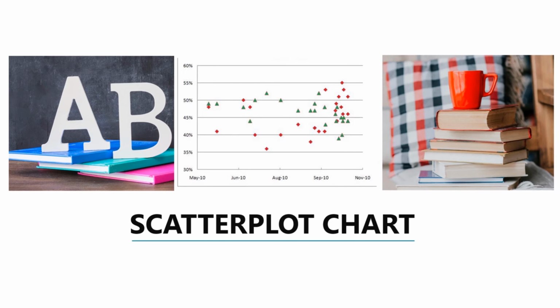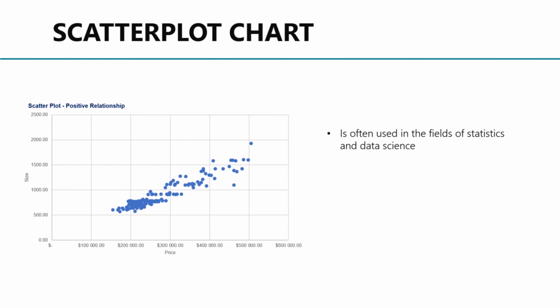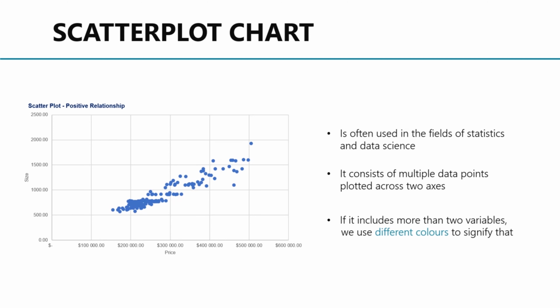Scatter plots. A scatter plot is a type of chart that is often used in the field of statistics and data science. It consists of multiple data points plotted across 2 axes. Each variable depicted in a scatter plot would have multiple observations. If a scatter plot includes more than 2 variables, then we would use different colors to signify that.